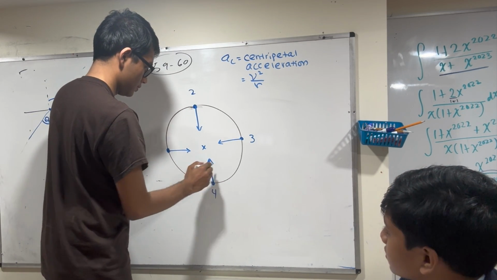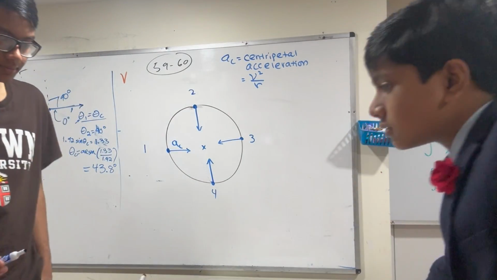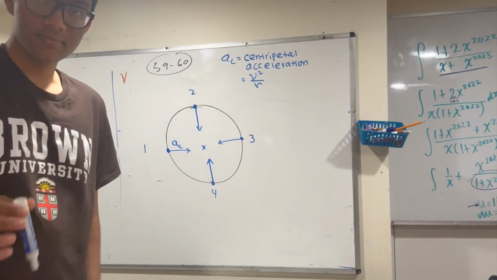Isaac, what are you going to do at 4 locations? You're going to draw the velocity vector. I'm sorry, speed is not a vector, velocity vector.